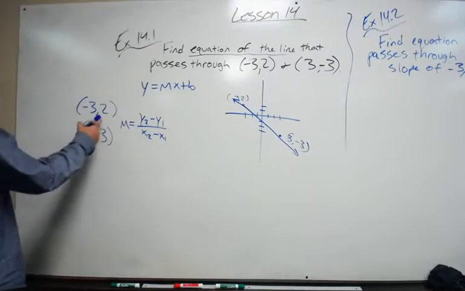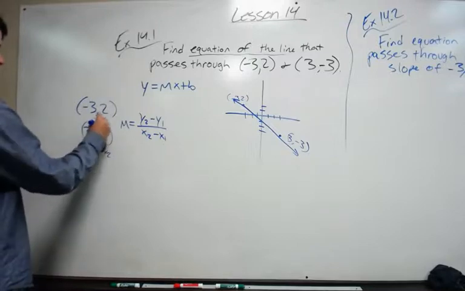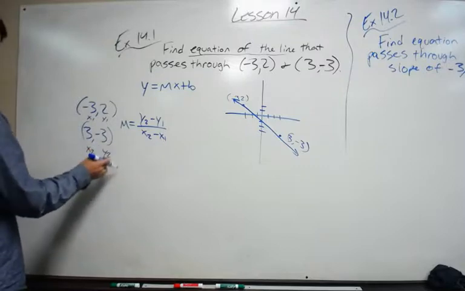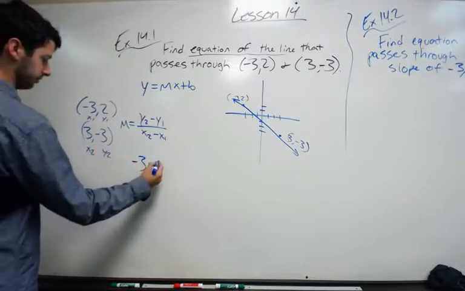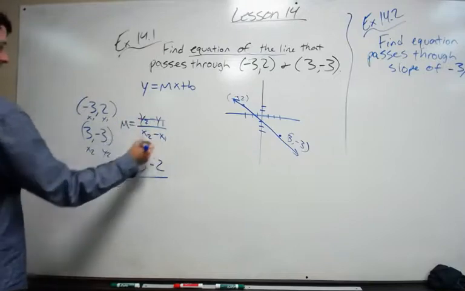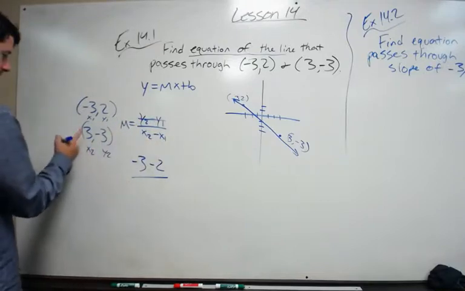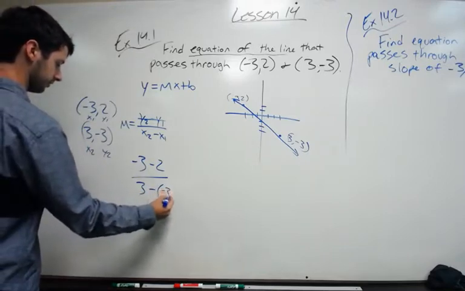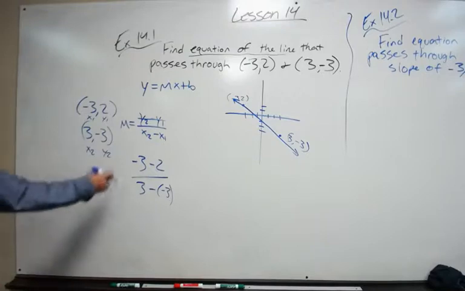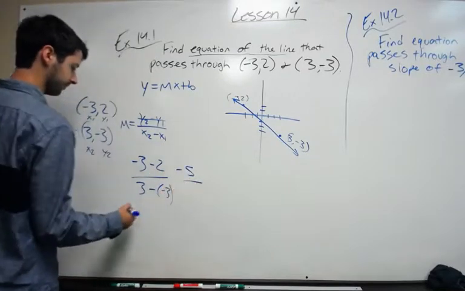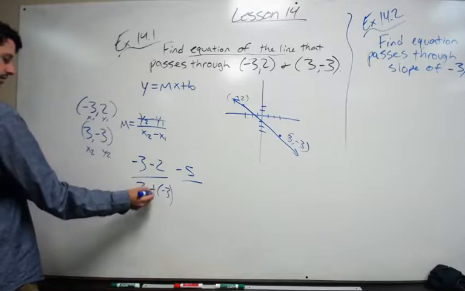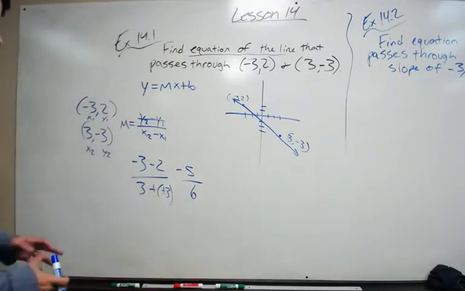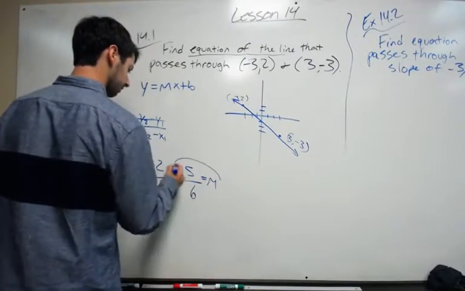So call that y2, y1, x1, x2. So y2 is -3 minus 2 on the top. On the bottom, x2 is 3 minus -3. So therefore we get -3 minus 2 is -5. 3, 2 negatives equals a positive 6. 3 plus 3 is 6. So our slope is -5/6.